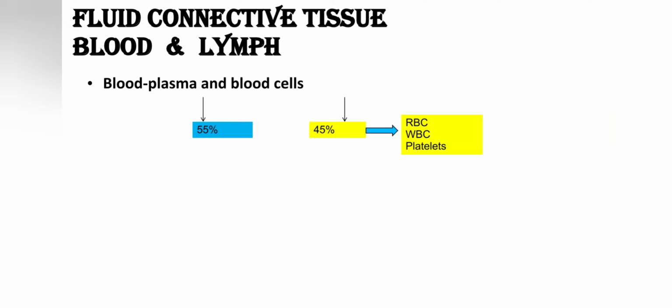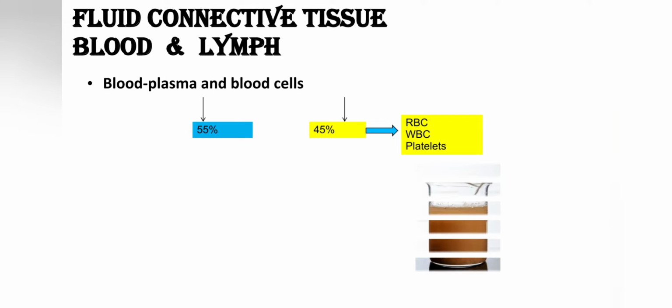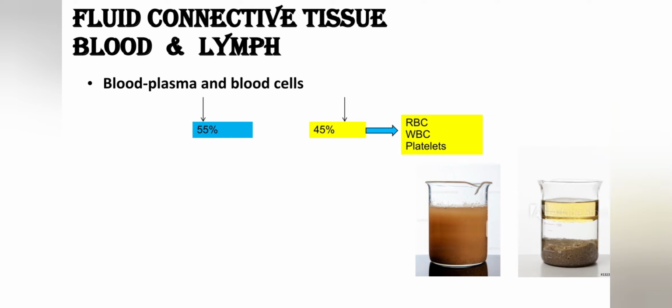Let's learn about plasma and the blood cells with the help of a simple example. Suppose you have a beaker which has a mixture of water, oil and sand. What will happen if you allow the mixture to stand for some time? The different components are going to settle at different levels. On the top, it would be oil, followed by water, followed by the soil or sand, depending on their densities.